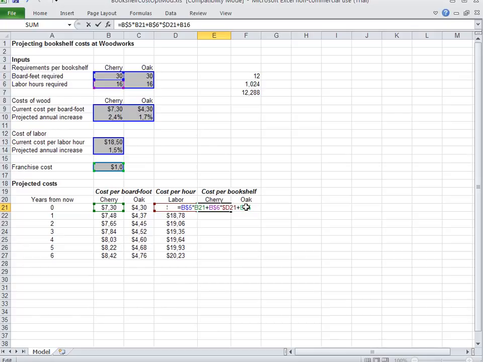The very last thing is the franchise cost, $1, which doesn't have to move anywhere. We copy it up and down, it stays the same. We copy it to Oak, it stays the same. So we press just one time F4. And we see that this formula is actually the most complex we could have imagined.